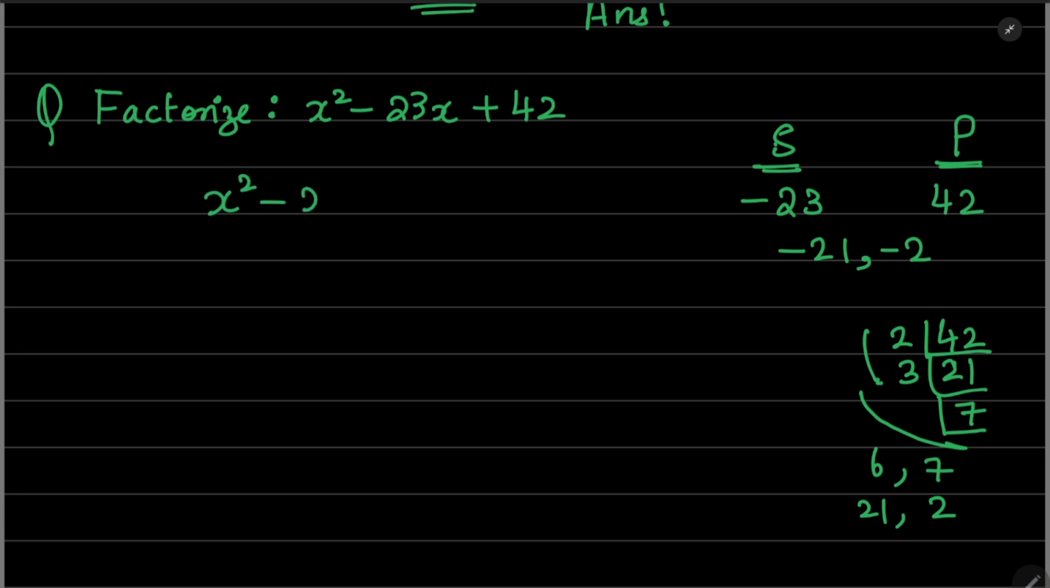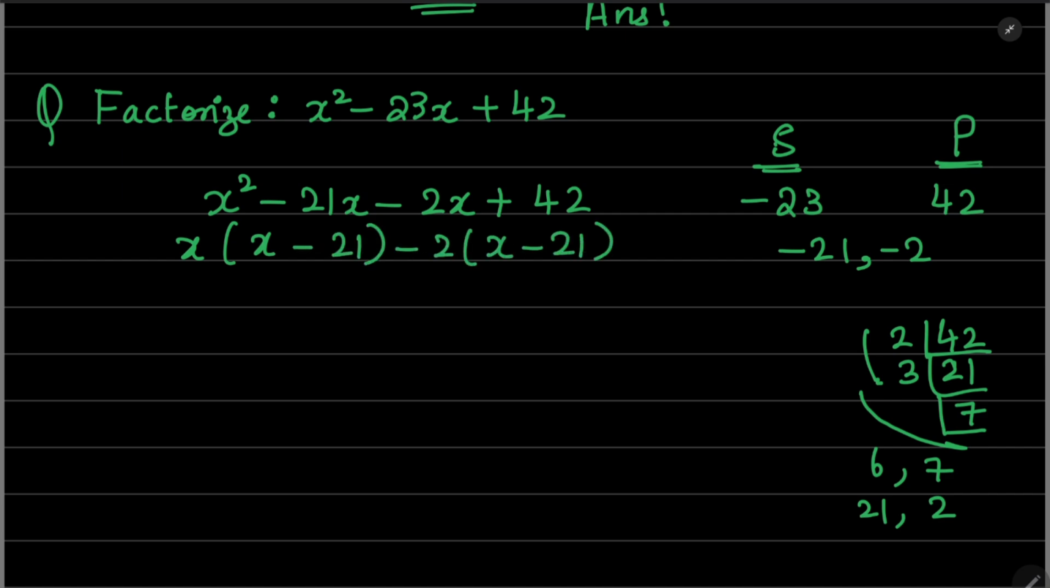The middle term is split up as minus 21x minus 2x plus 42. Take x common out, so x into x minus 21, minus 2 common out, x minus 21. x minus 21 is common, x minus 2. That's all. This is the factor, right?